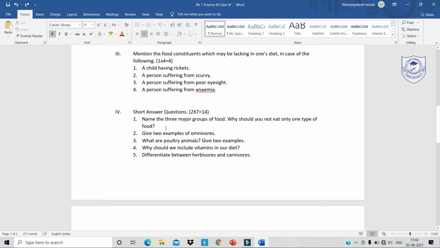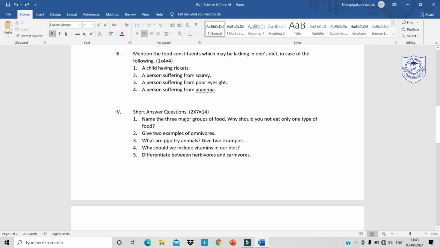And another mistake that you made is in question number 4, Roman number 1. This question contains two parts. The first part of the question is to name the 3 major groups of foods, after that you have to write why we should not eat only one type of food. Many of you are writing only the three major groups of food and leave the second part of the question. So you have to be careful while giving your answers.